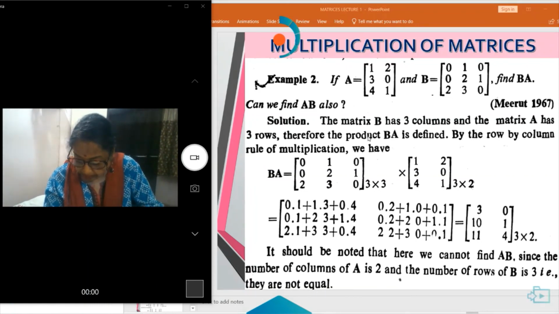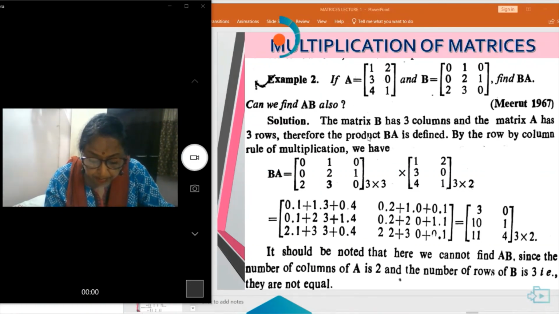This is the process of finding the multiplication of the two matrices.